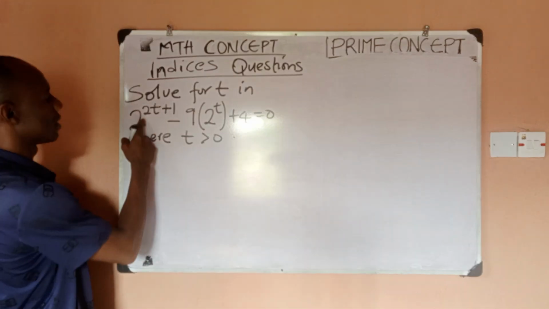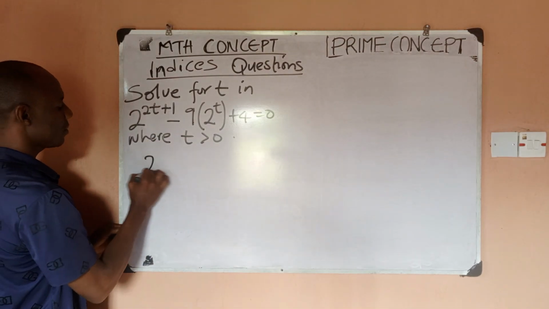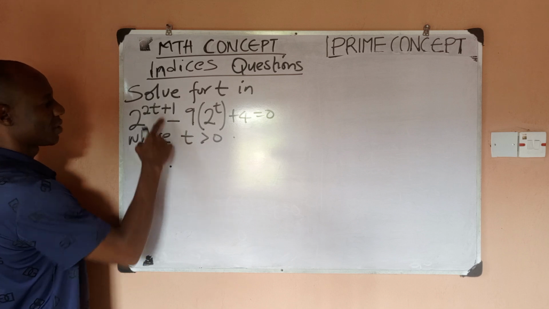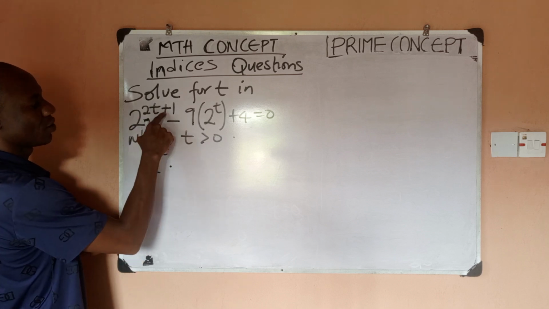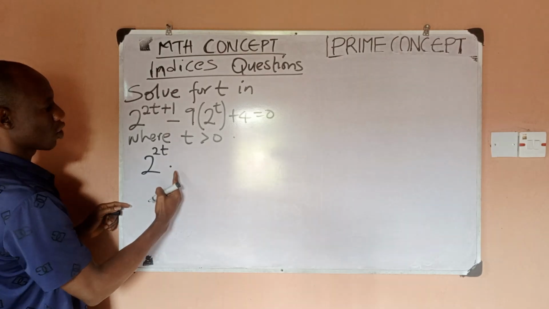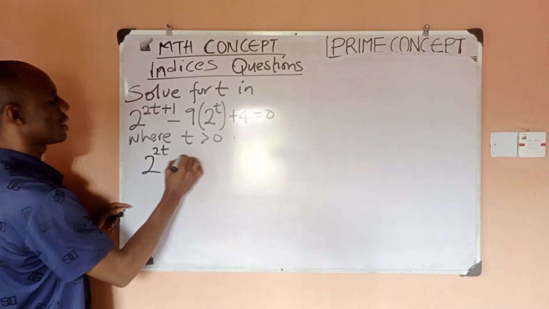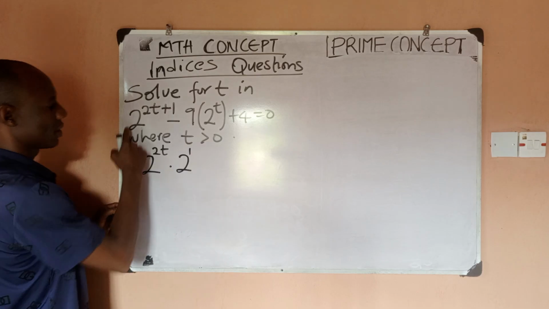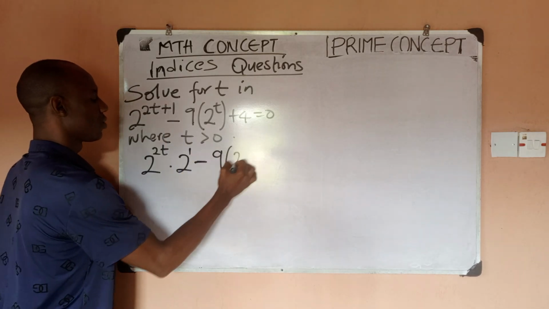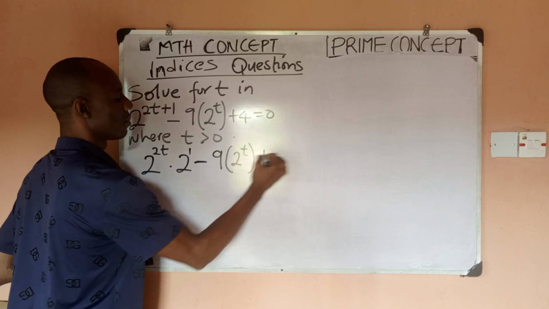So I have 2 raised to power 2t times. Now remember, in indices, when you have addition, it means you have multiplication of two common bases. So 2 raised to power 2t times 2 raised to power 1. So this is the same thing as this. Then minus 9 into 2 raised to power t plus 4 equals 0.